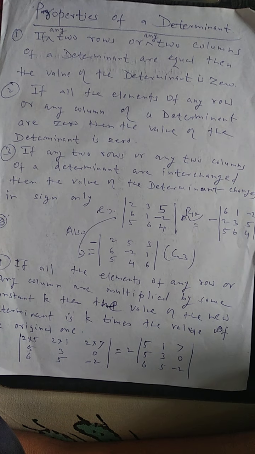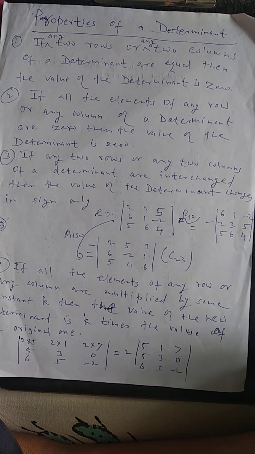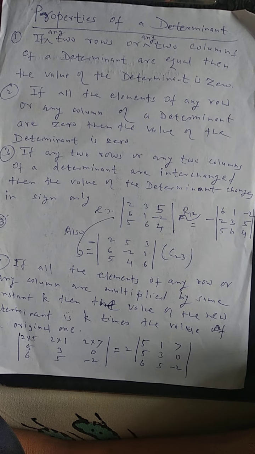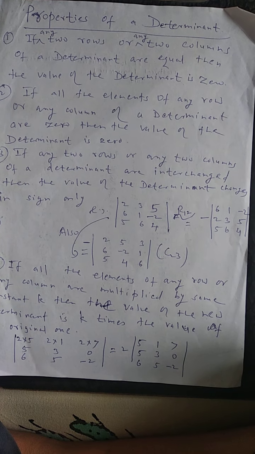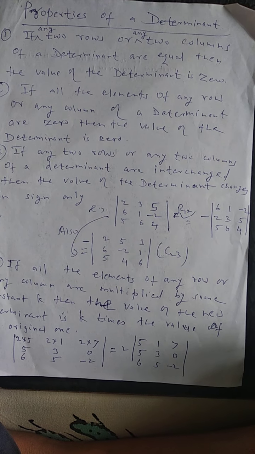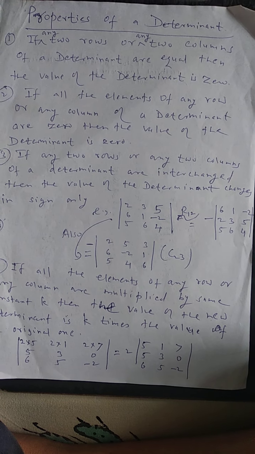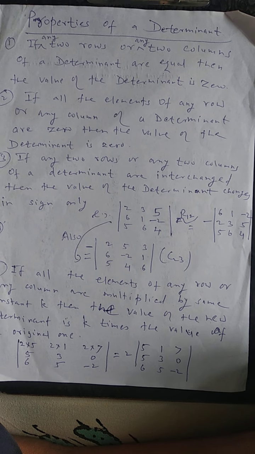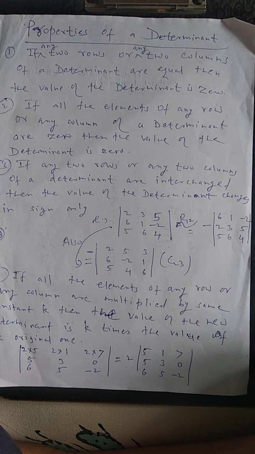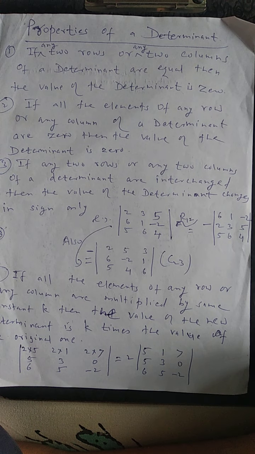Good morning, friends. In the last lecture, we have seen the introductory part of determinant, in which we have seen the definition of determinant, that is, an arrangement of numbers or letters in equal rows and columns and enclosed between two bars. Bars means vertical lines, called as determinant. Its order depends on how many rows are there, how many columns are there.